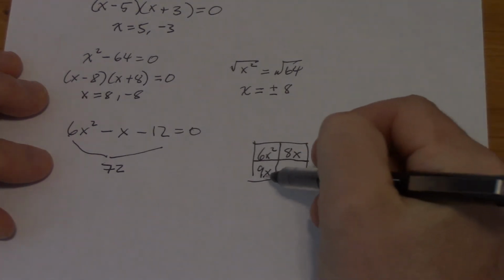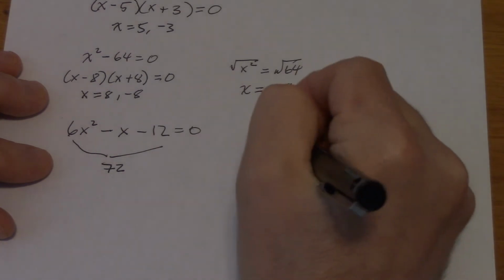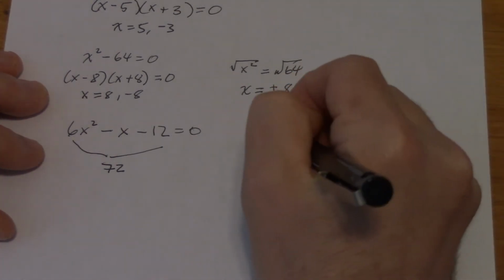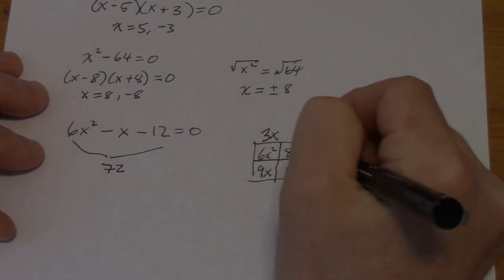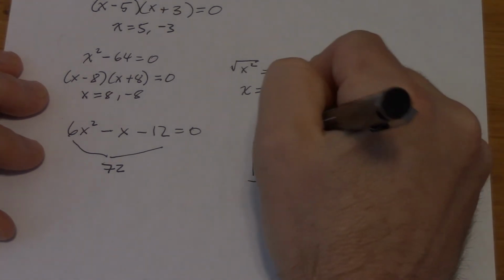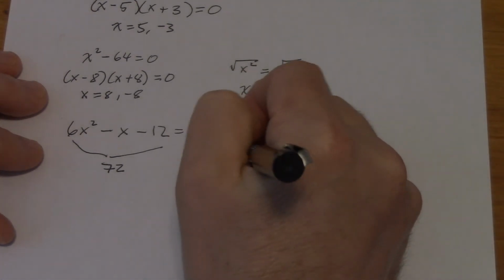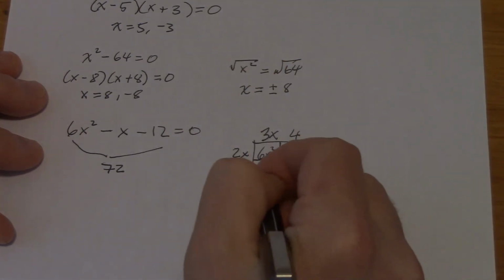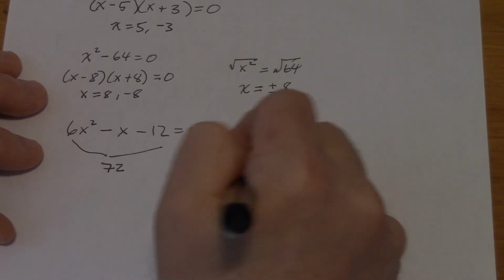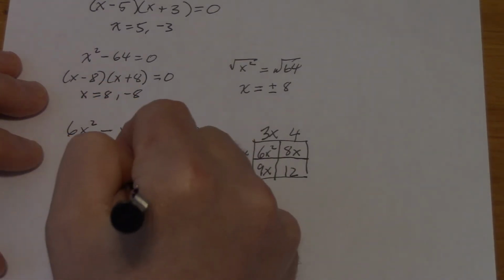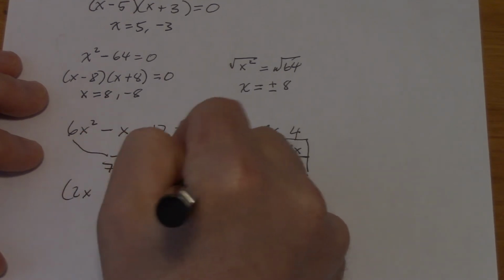Okay, and then you just find the greatest common factors of all of these terms. So the greatest common factor of 3x squared and 9x would be, 6x squared would be 3x. The greatest common factor of 8x and 12 would be 4. The greatest common factor of 6x squared and 8x would be 2x. The greatest common factor of 9x and 12 would be 3. So at this point we know our terms are 2x, 3, and 3x, 4.